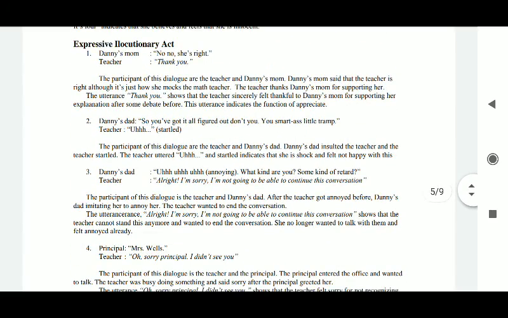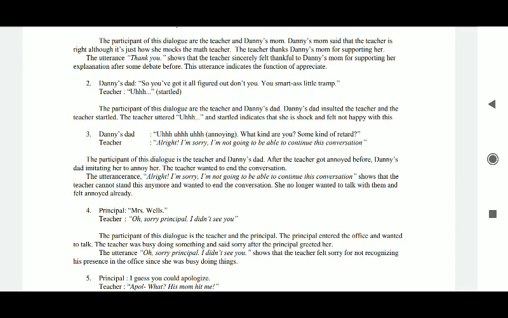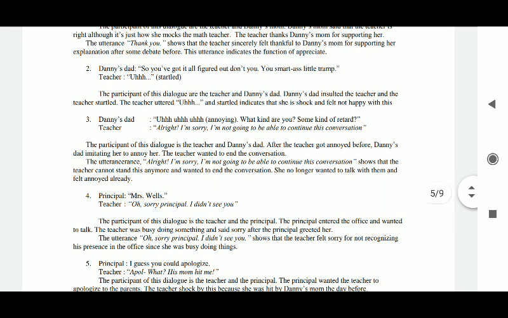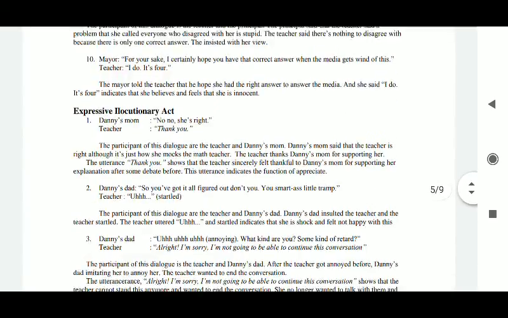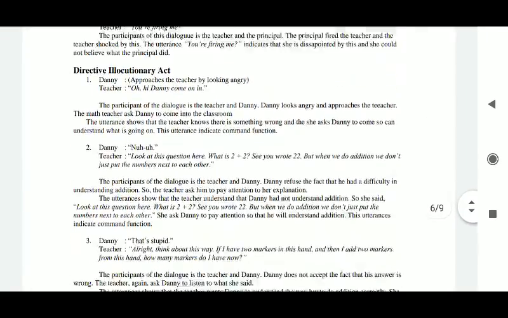And then we have expressive illocutionary act. Danny's mom: "No, she's right." The teacher: "Thank you." The participants of this dialogue are the teacher and Danny's mom. Danny's mom said that the teacher is right, although it's just how she mocks the math teacher. The teacher thanks Danny's mom for supporting her. The utterance "thank you" shows that the teacher sincerely felt thankful to Danny's mom for supporting her explanation after some debate before. These utterances indicate the function of appreciate. There are 7 expressive illocutionary acts in this short movie.